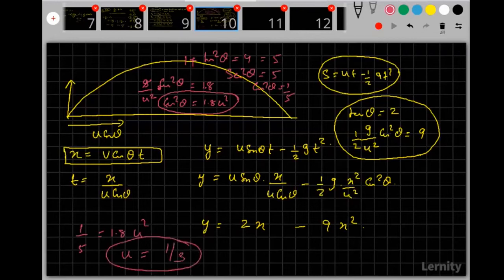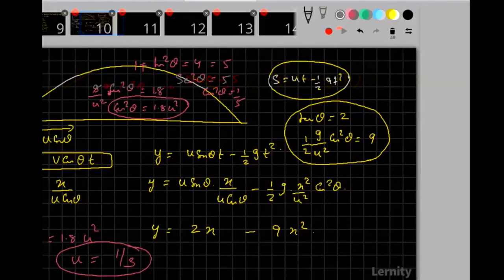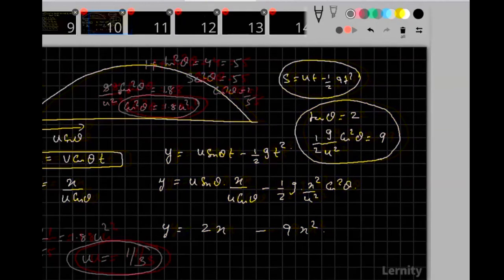So once I get u is 1 by 3, some error. You have to be careful. Okay. It goes this way.